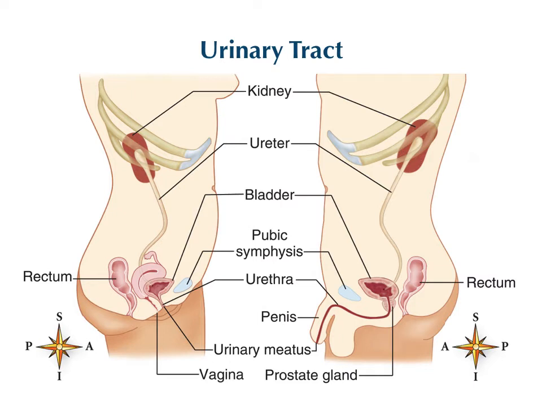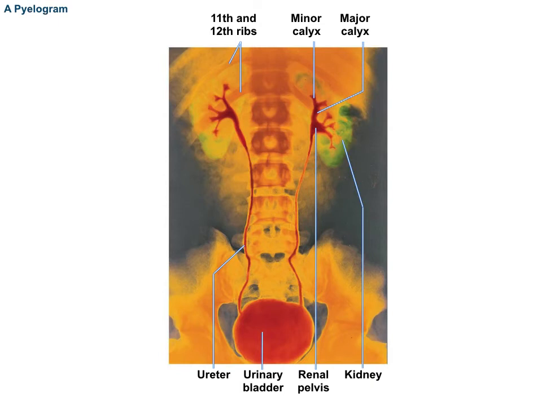Let's see another view of the urinary tract. Here we have an intravenous pyelogram, also known as an IVP. To do a pyelogram, you inject a contrast material through a vein, and then it travels through the blood and makes its way to the kidney, where the contrast agent is picked up on an X-ray. And here we can see the contrast agent in the minor calyces and major calyces and in the renal pelvis, and traveling on down through the ureters to the bladder.